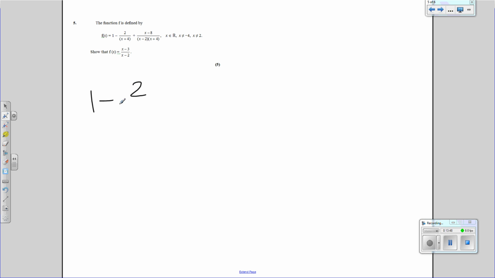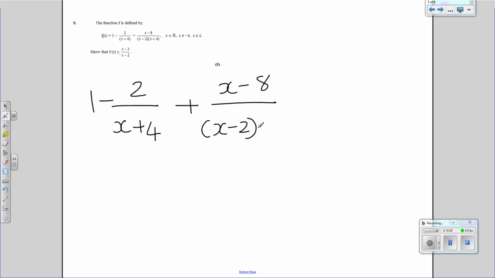Right, let's write the question out. So it's 1 subtract x plus 4 add x minus 8 all over x minus 2 x plus 4. This stuff here is irrelevant to what we're doing. It's just other stuff, function stuff.